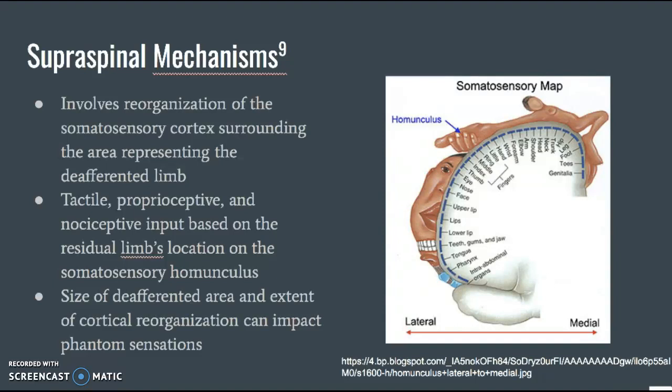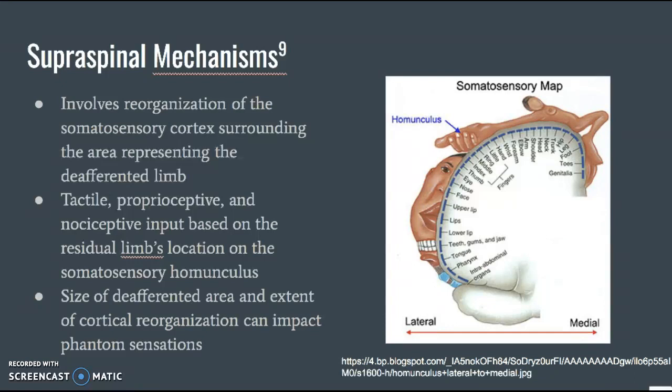One study showed that individuals with an upper limb amputation could experience phantom sensations by brushing their face ipsilateral to the amputation. On the picture to your right, you can see the somatosensory map of the entire body. Note that both the upper extremity and face are close to one another on the lateral aspect of the brain. Afferent input from the face and tissues near the residual limb take over regions of the brain that no longer receive afferent input.